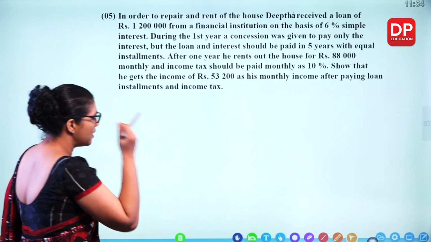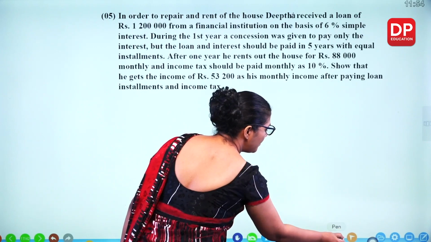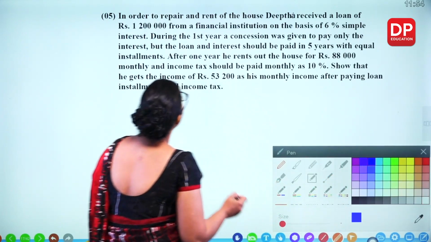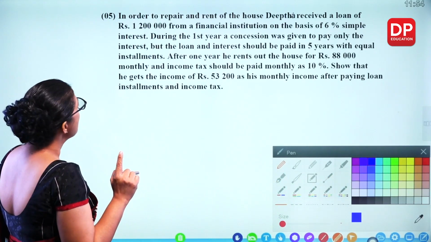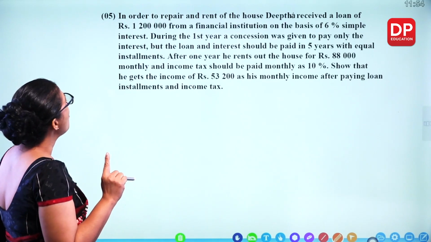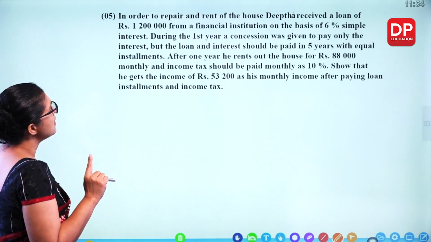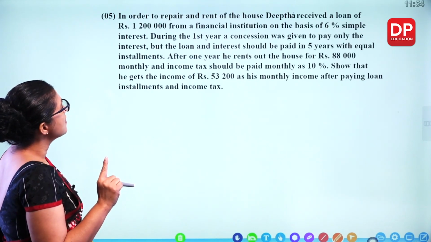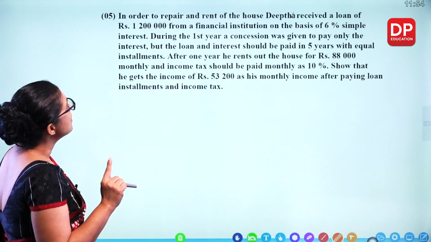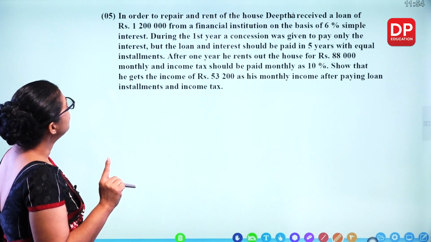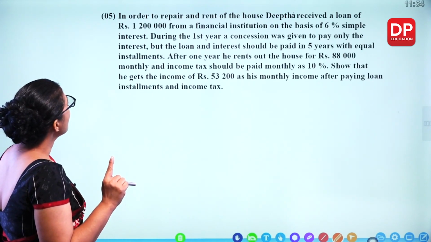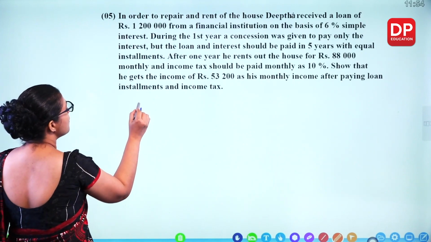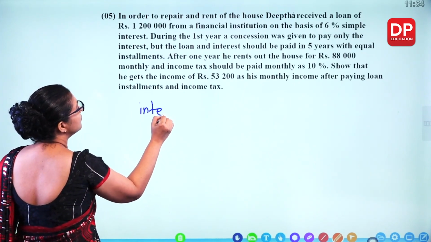So we'll start from the beginning. It says 6%. So what's the amount? 1,200,000. That's 6% simple interest. So what's the amount he needs to pay? So interest we can calculate.